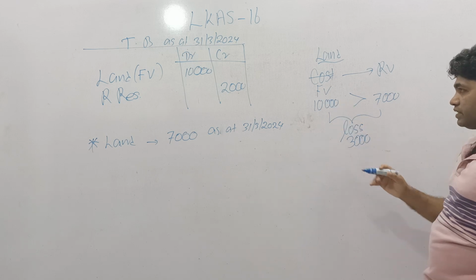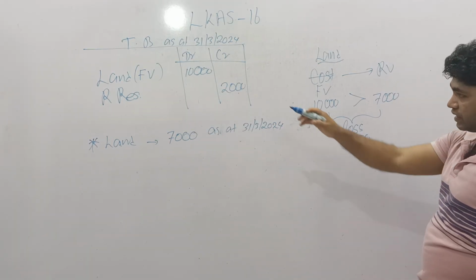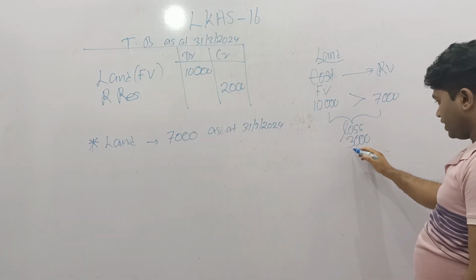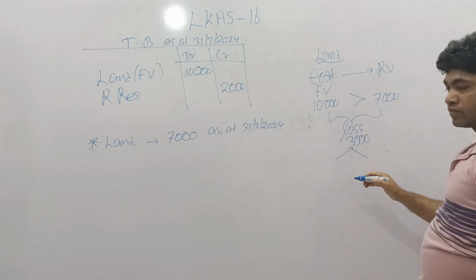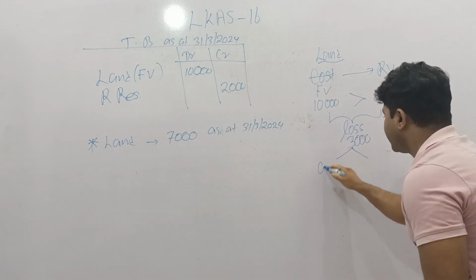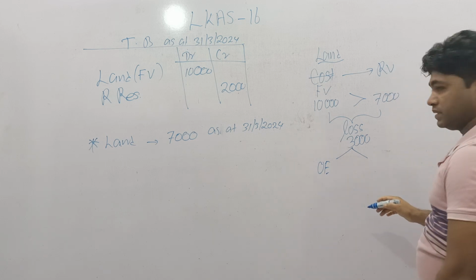But think, there was a previous year profit available. It has been given as a revaluation reserve balance. When recording this year's loss, normally the loss will be recorded as other expense.